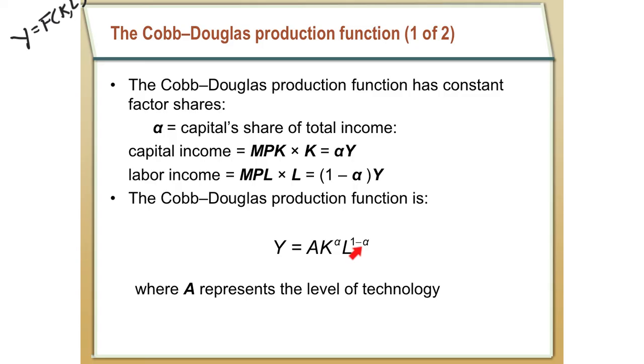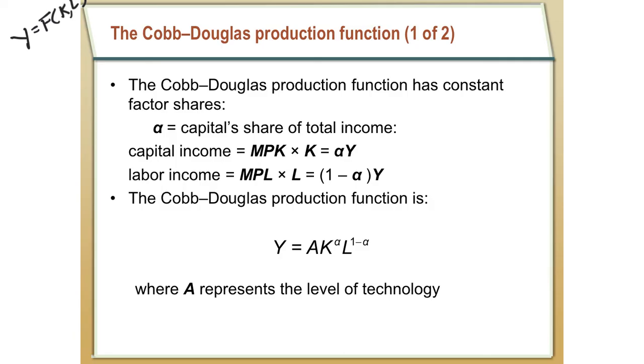A represents this term we're sticking on the front, which represents the level of technology. So if A is bigger, that means we're going to be getting more output for every amount of capital and labor that we put into the process. So it's allowing us to combine inputs more efficiently to produce output.